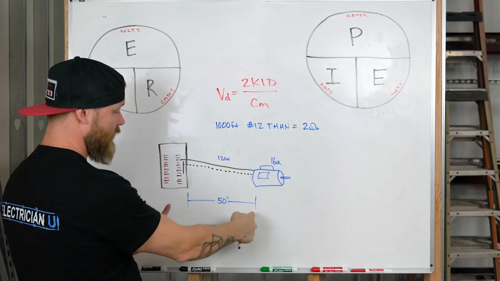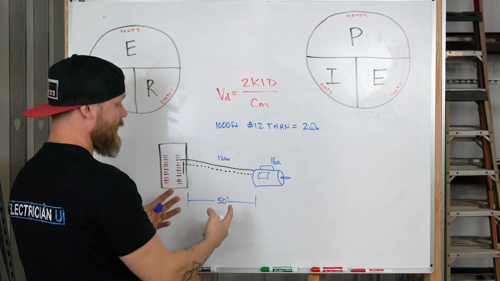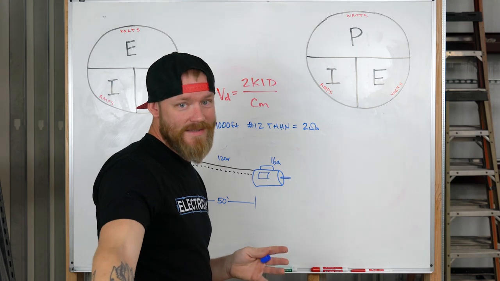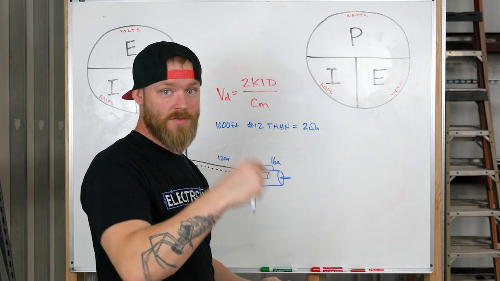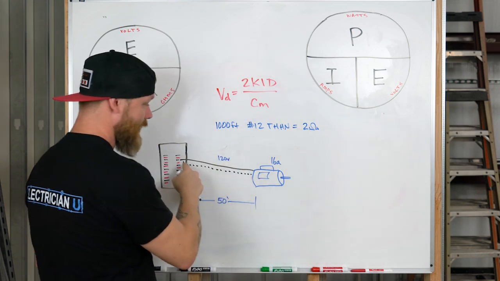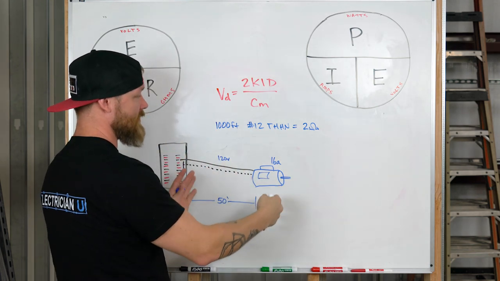So I have a 50 foot run of wire, but it's a 50 foot distance. It's not a 50 foot run of wire. It's actually 100 feet because there's two conductors. There's your hot and your neutral. So you have to put 100 foot of that resistance value in.